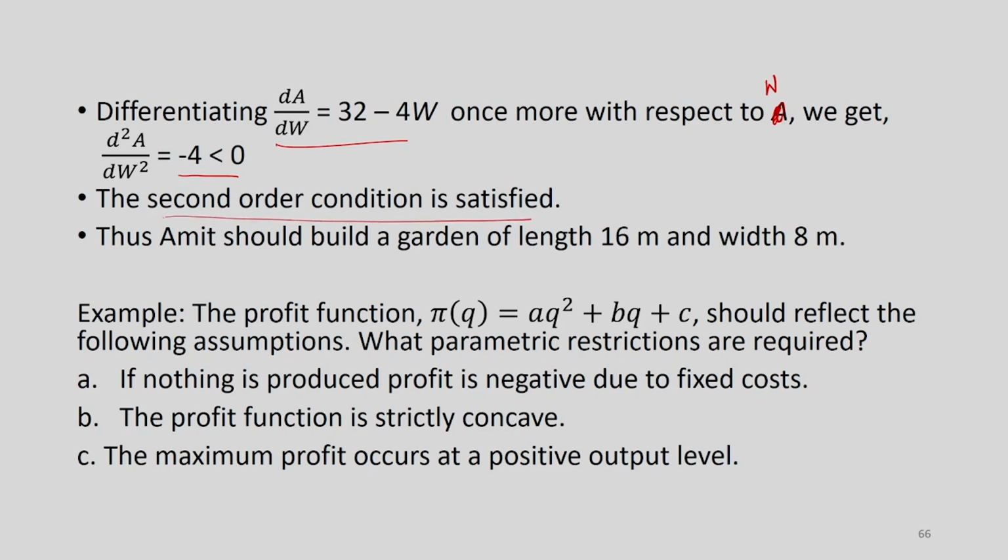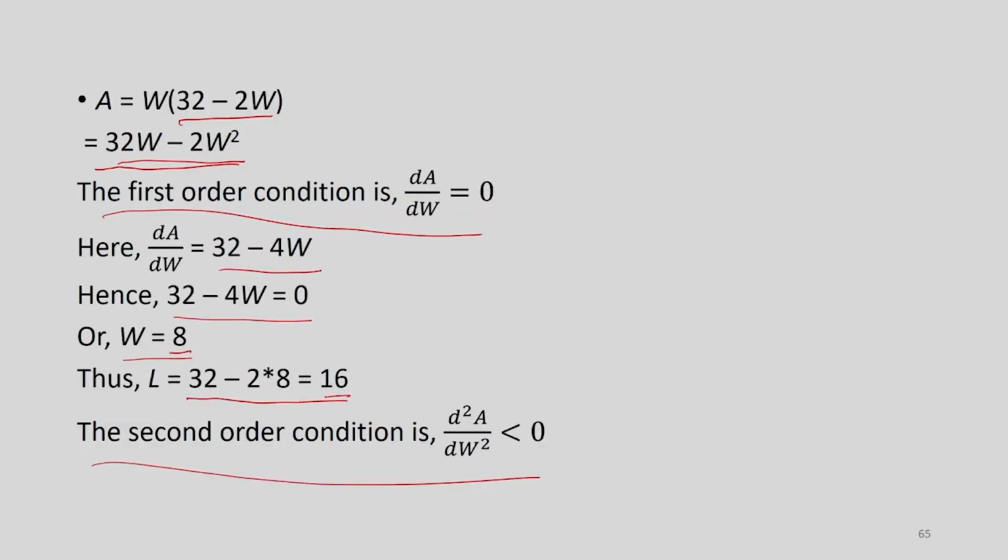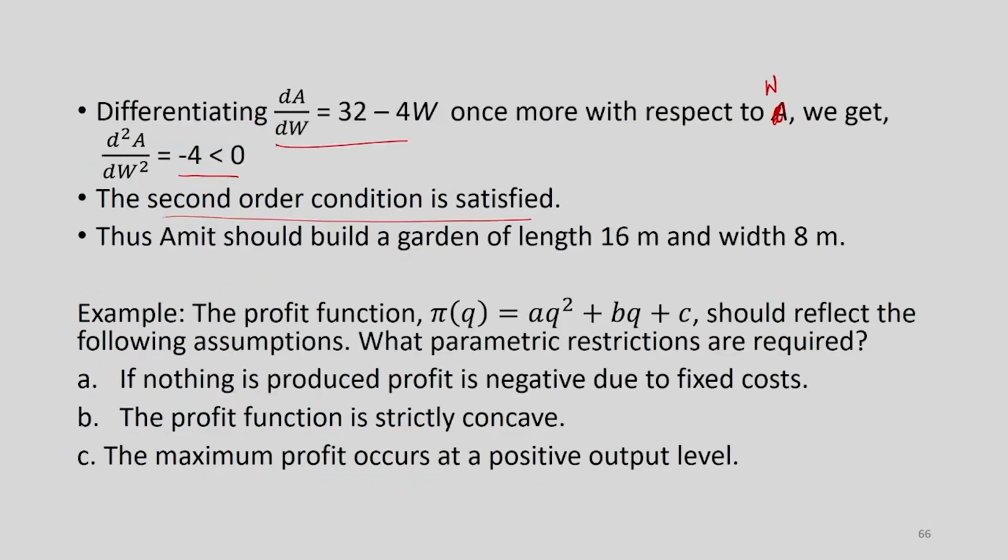So, that is our solution that we just obtained from the first order condition is the optimal solution. The garden should have a length of 16 meters and width of 8 meters, and that will add up to what? That will add up to 32 meters, right? Because 2 widths will be 16 and 1 length is 16. 16 plus 16 is equal to 32, which is the length of the wire netting that he can spare. So, our solution is adding up. All right.